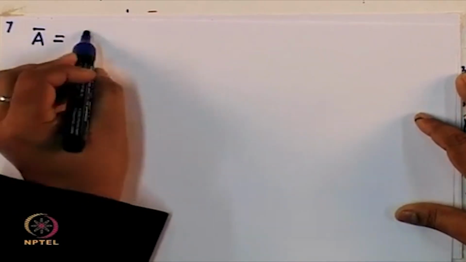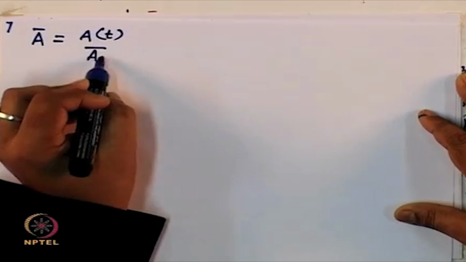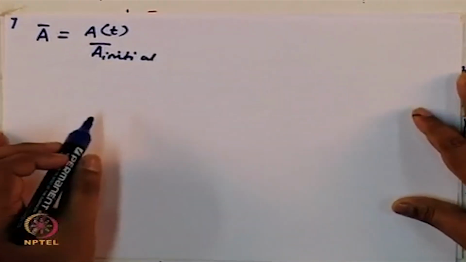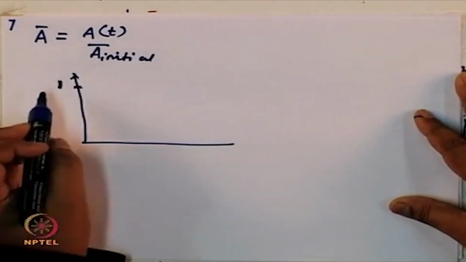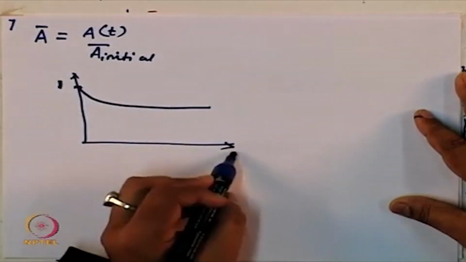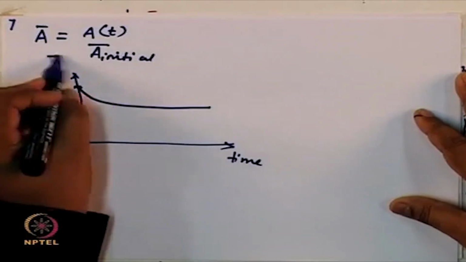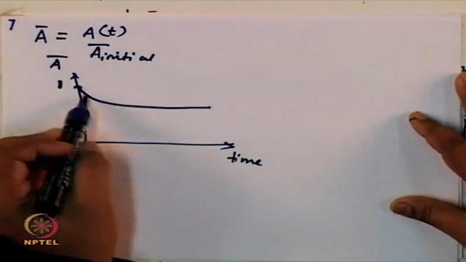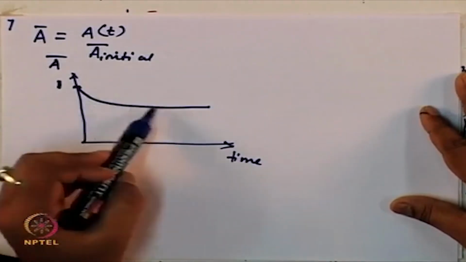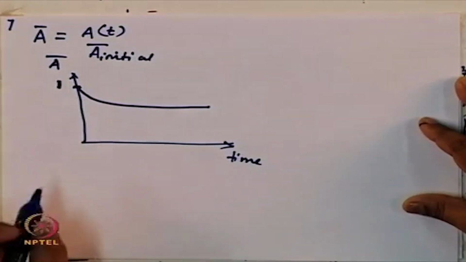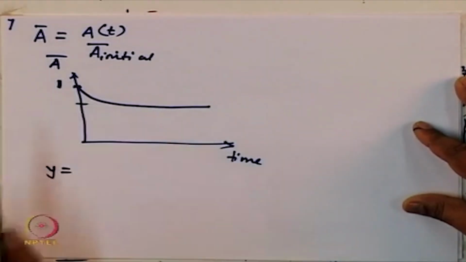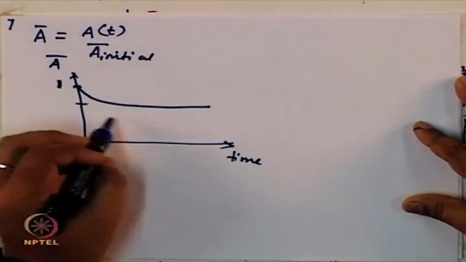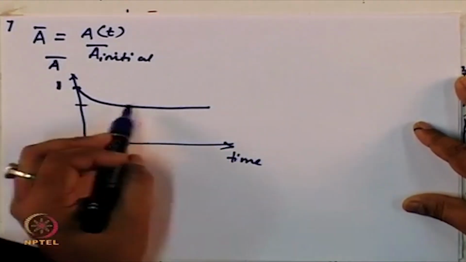So, let me define A bar as equal to A of time t by A of initial. In this case my curve will always start from 1, and plateau off to one particular value. This is my time axis and this is my A bar axis. The way I have plotted it, it somehow mimics an exponential decay, so I can plot this particular function with, let us say, the equation y. It plateaus off, so there is some drop and there is a characteristic time constant beyond which the area does not change.